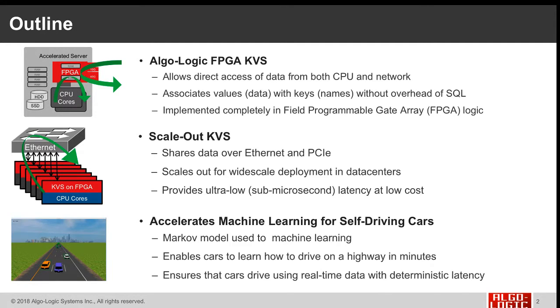Given that we have this topology of being able to connect multiple FPGAs to multiple CPUs in a data center, how can we drive this with an application? The application that we applied this to was self-driving cars. In particular, we used the machine learning model called a Markov Decision Process. Through this, we show that we can teach cars how to drive on a highway. It turns out a couple of compute clusters and a couple of FPGAs can make this learning process happen in minutes.